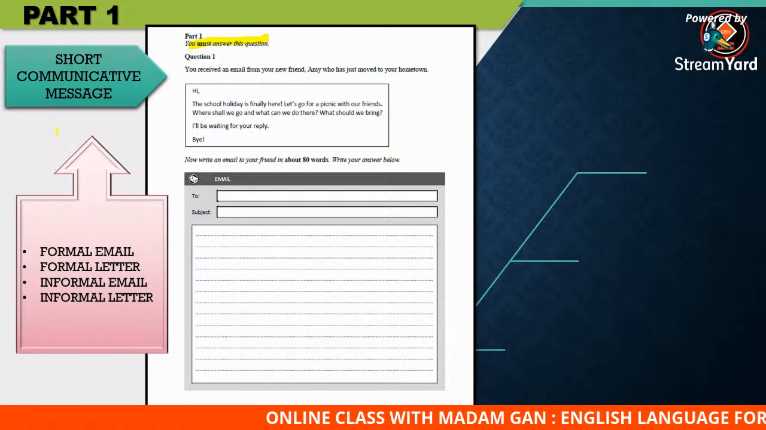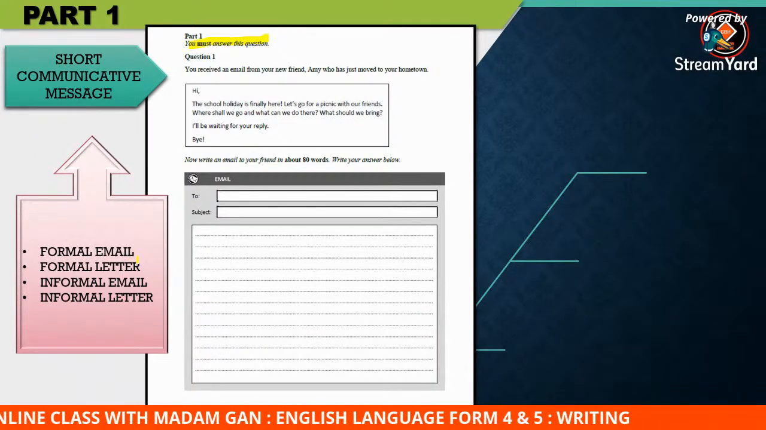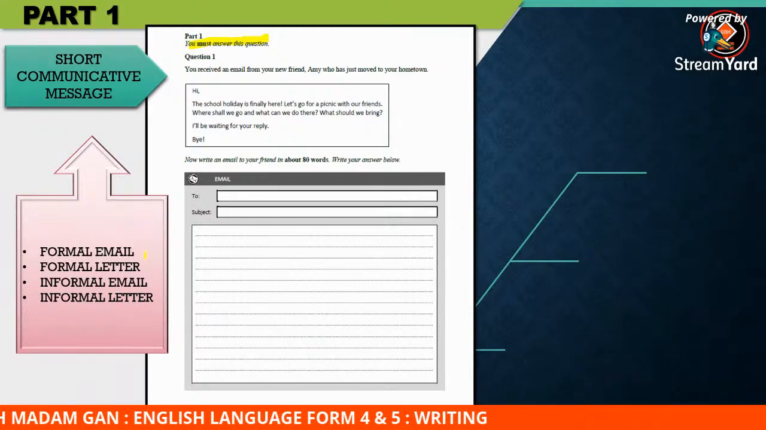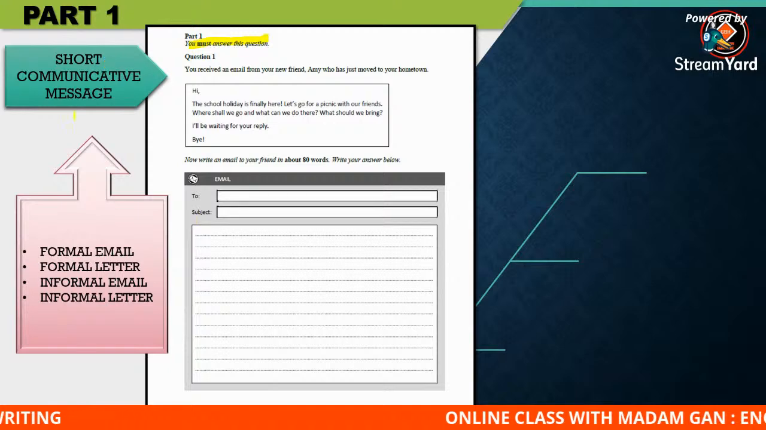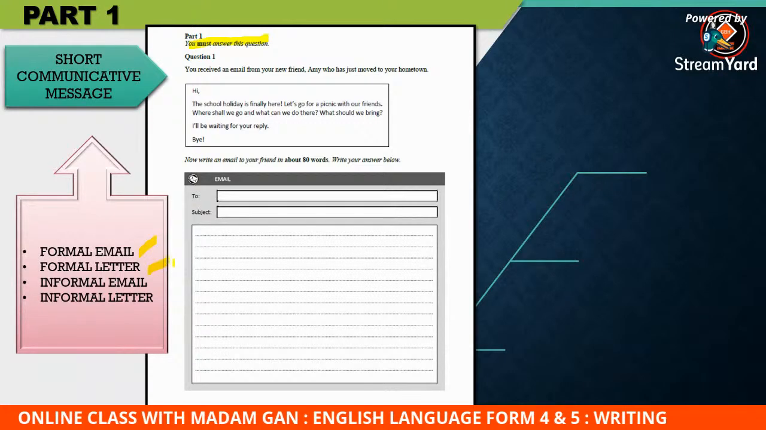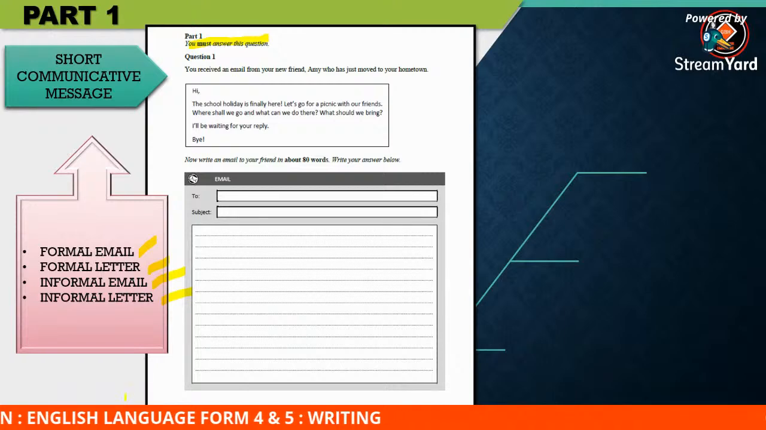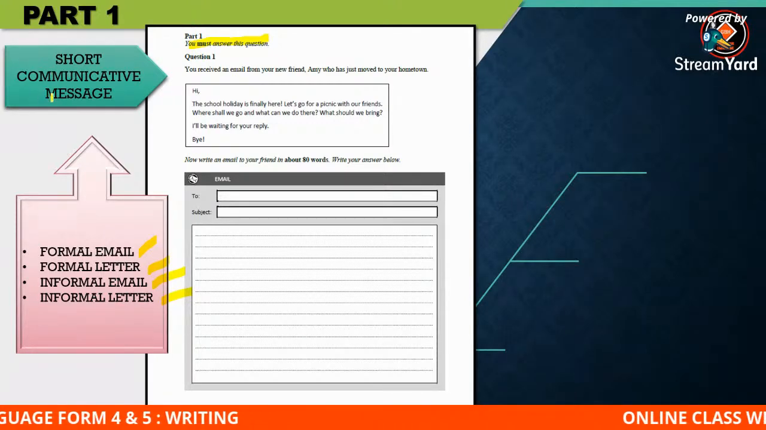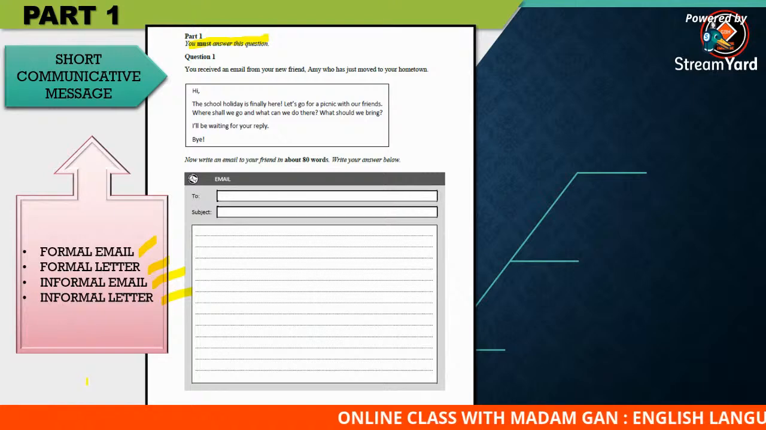No. If you study the textbook given, especially for Form 5, you will realize that in the reference pages towards the end of the textbook, you have 4 types for short communicative message or messages. So you have formal email, formal letter, informal email, and also informal letter. So please remember, for short communicative message, you have 4 different types.